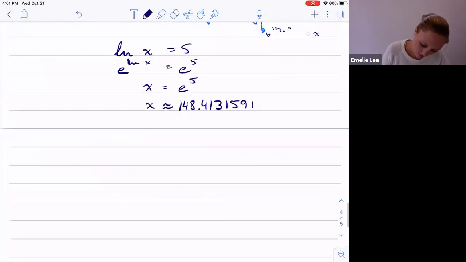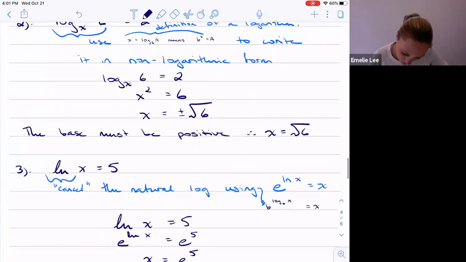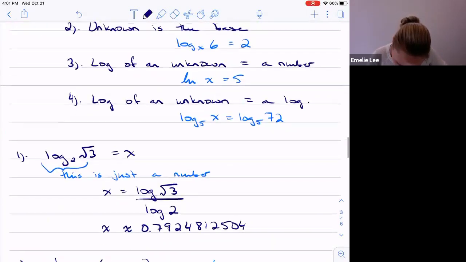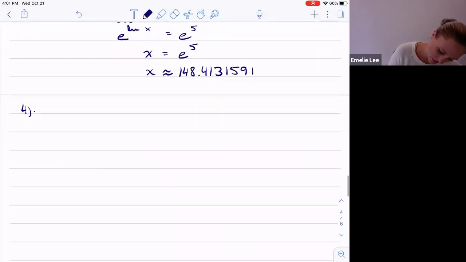So the fourth problem that we're gonna do was, where was it? Log base 5 of x equals log base 5 of 72. Nice.